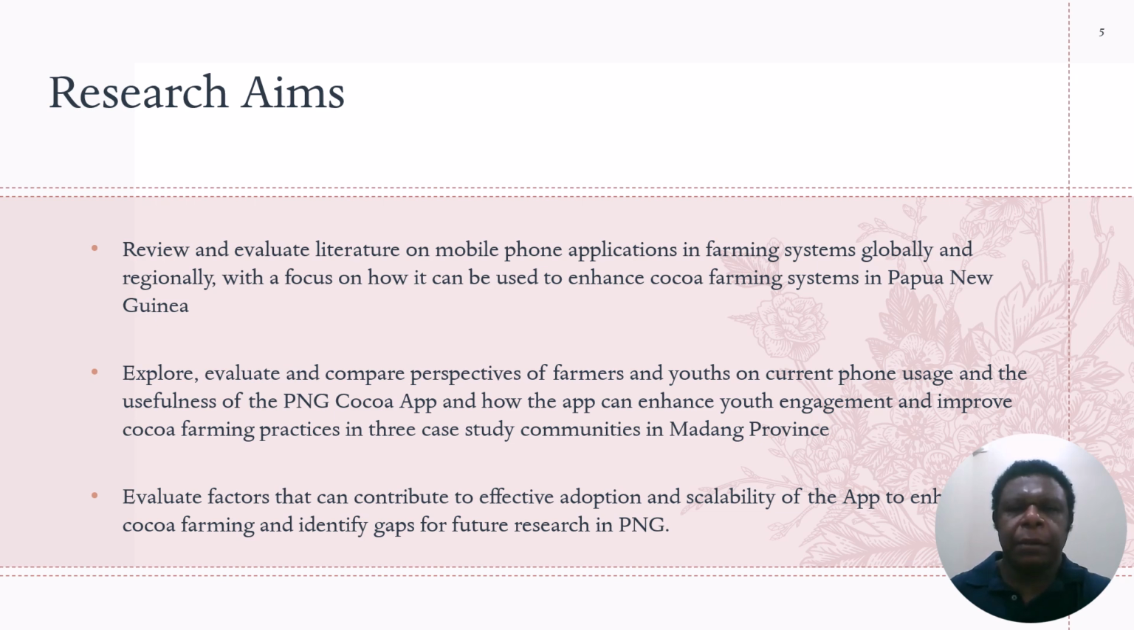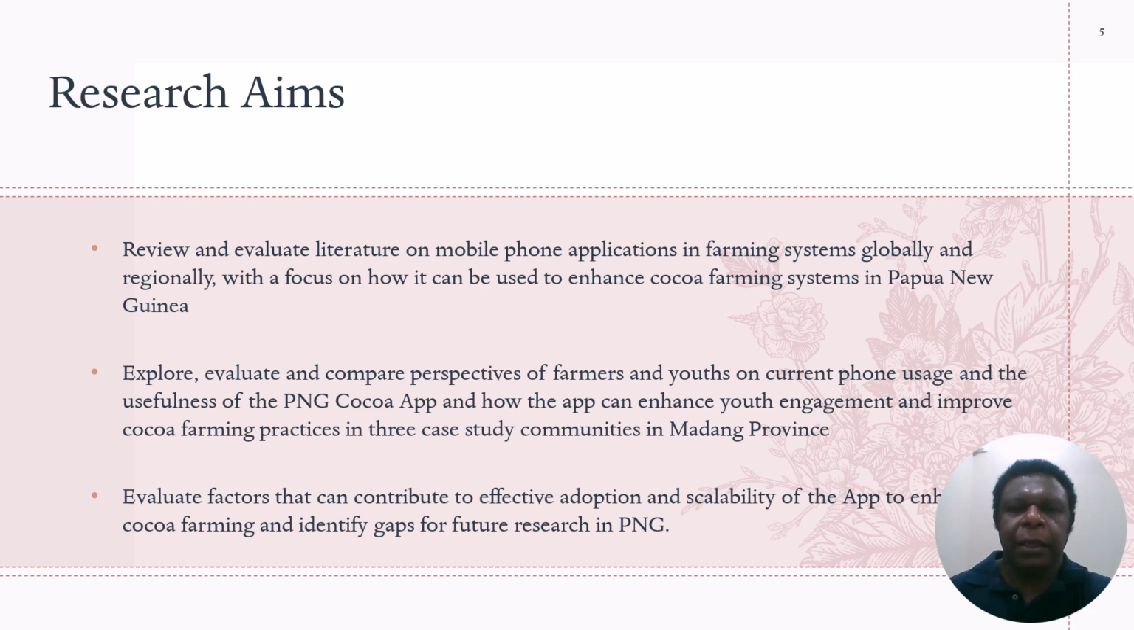For research aims, we have three main aims. Number one is to review and evaluate literature on mobile phone applications in farming systems globally and regionally, with a focus on how it can be used to enhance cocoa farming systems in PNG. Secondly, it is to explore, evaluate and compare the perspectives of farmers and youths on current phone usage and the usefulness of the PNG Cocoa app, and how the app can enhance youth engagement and improve cocoa farming practices in the three case study communities of Madang province.